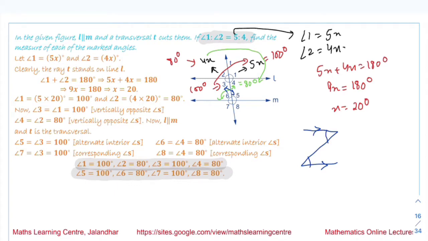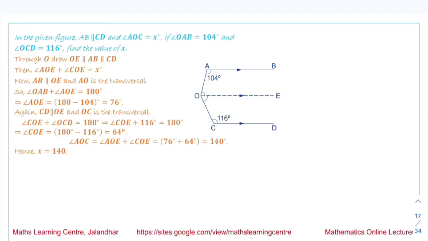Now the next question we have: in the given figure AB is parallel to CD. This line AB is parallel to CD, and if angle AOC, this whole angle we are talking about, is X, and angles OAB and OCD are 116 and 124 degrees, we have to find the value of X.